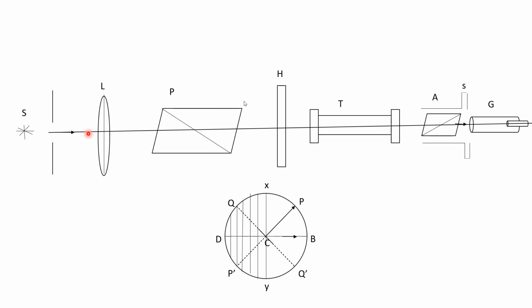The plane polarized light is passed through the offset polarimeter, Laurent's offset polarimeter.